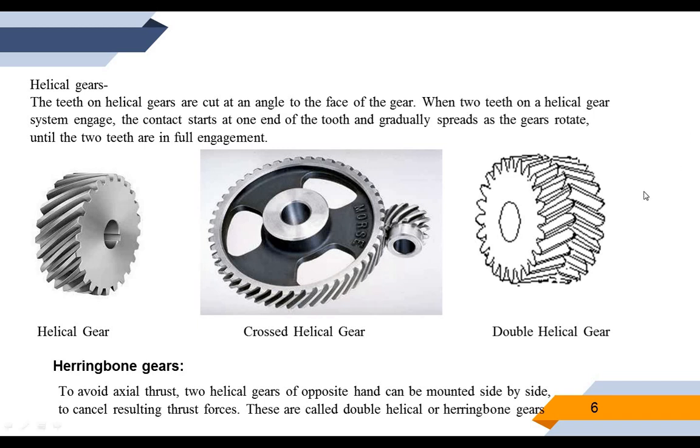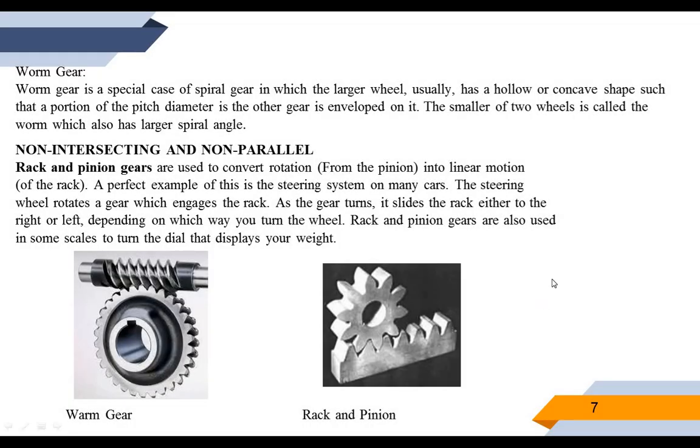The next gear is the worm gear. A worm gear is a special case of spiral gear in which the larger wheel usually has a hollow or concave shape such that a portion of the pitch diameter of the other gear is enveloped on it. The smaller of the two wheels is called the worm, which also has larger spiral angles. In this figure you can see there is a worm and worm wheel.